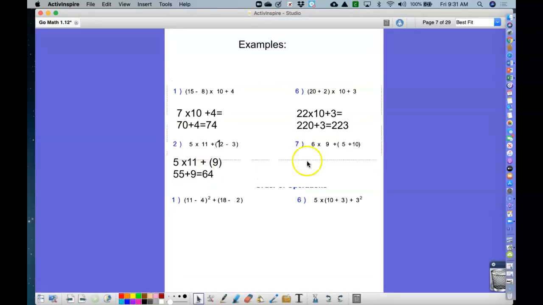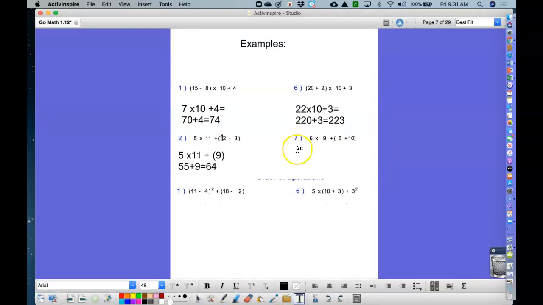Over here, make sure they don't have us working in negatives, and I don't see that. So I would do the parentheses first. So that is 5 plus 10, which is 15. Then I need to do 6 times 9 because multiplying and dividing comes next. So that's 54. And then 54 plus 15 equals 69.